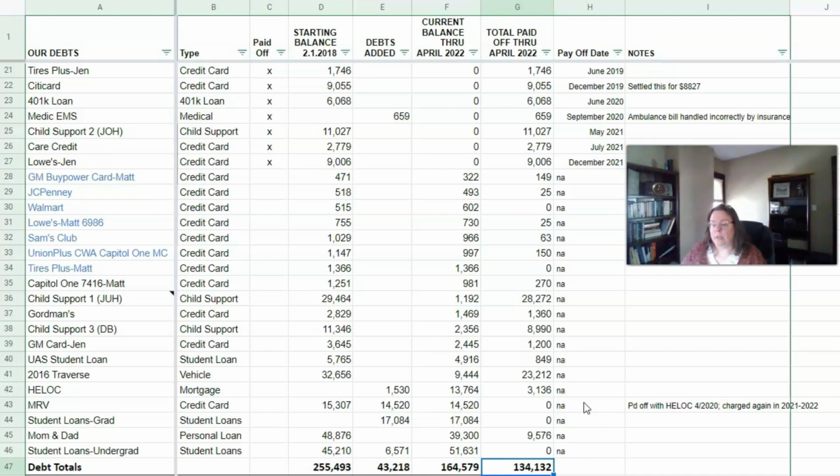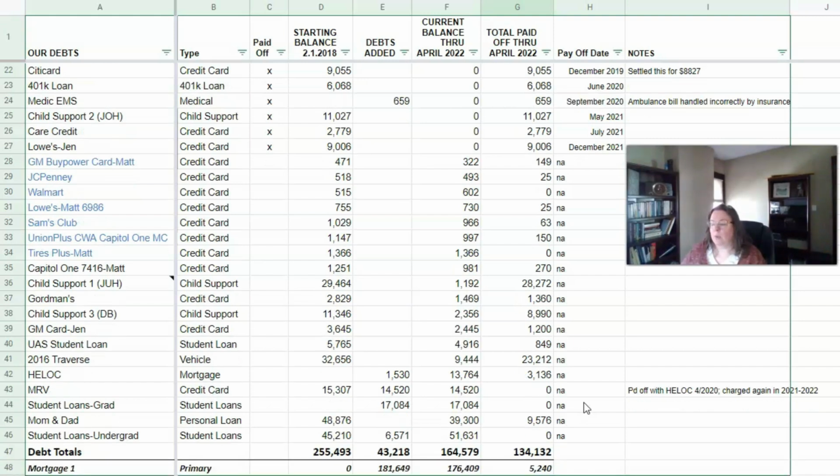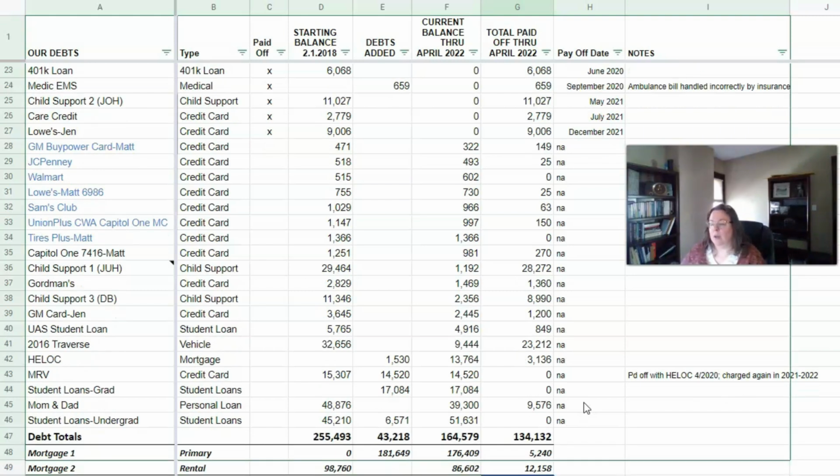Now, I also included lines that show our mortgages. We have two because we have our primary residence, and at the time that we bought this, we didn't have to sell our other house. So we ended up keeping it. Long story short, we have two mortgages. The first one, our primary residence, is $176,409 as our current balance. And our second mortgage balance is $86,602.